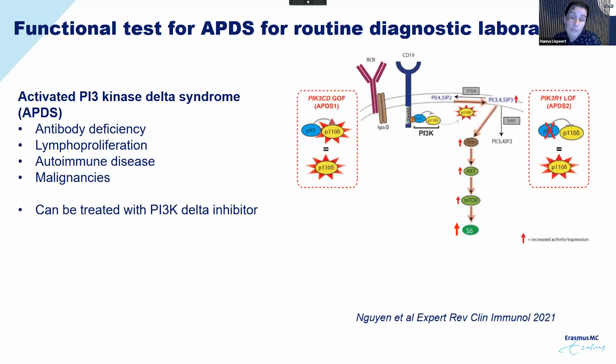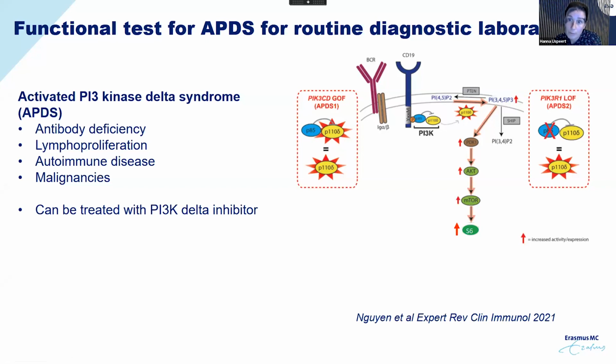And I'm currently setting up a functional assay for APDS for routine diagnostics. So as you all know, APDS stands for activated PI3 kinase delta syndrome, which is characterized by an antibody deficiency, lymphoproliferation, autoimmune disease, and they are susceptible to develop malignancies. This disease can be treated with a PI3 kinase delta inhibitor, and it can be caused by either gain of function in the PIK3CD gene or loss of function in the PIK3R1 gene. But both variants lead to hyperactivation of the PI3 kinase pathway.